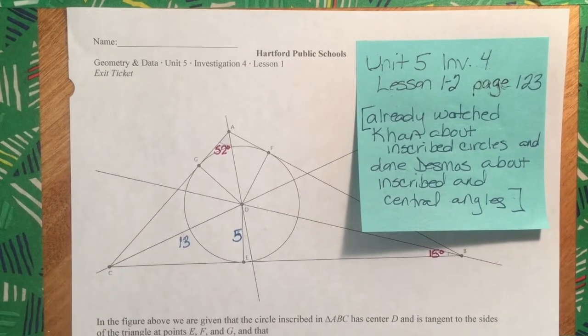So we are in Unit 5, Investigation 4, and we're going to look at some of the problems in Lessons 1 and 2 today. I should mention that before we do this lesson, we have already had some assignments in Khan Academy where he demonstrated inscribing a circle, drawing a circle inside a triangle where the circle touches all three sides of the triangle. And you also had a Desmos activity that you did in the last class that talked about inscribed and central angles, and you practiced comparing inscribed and central angles.